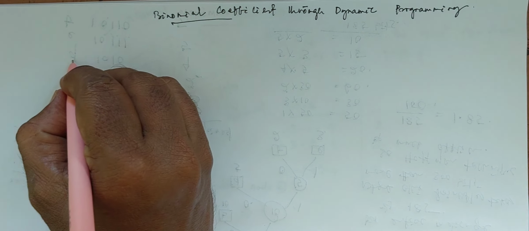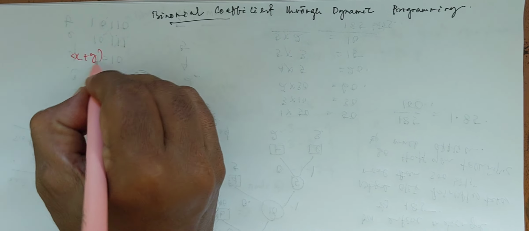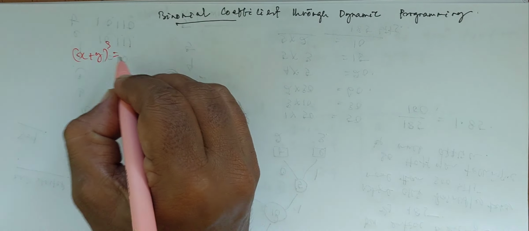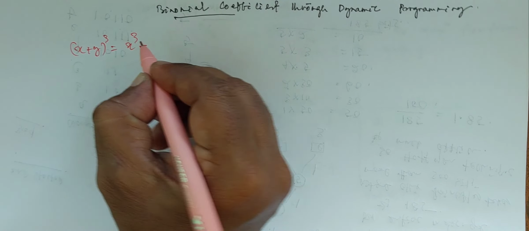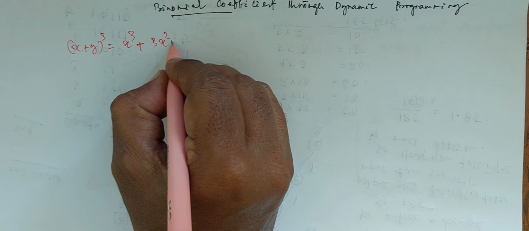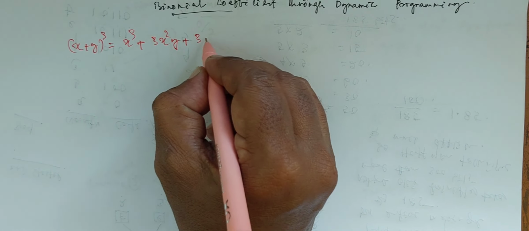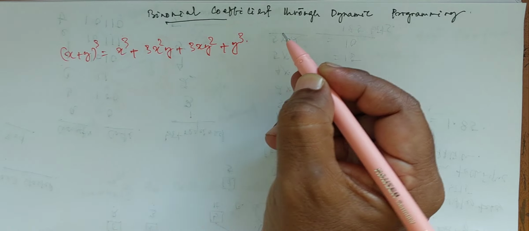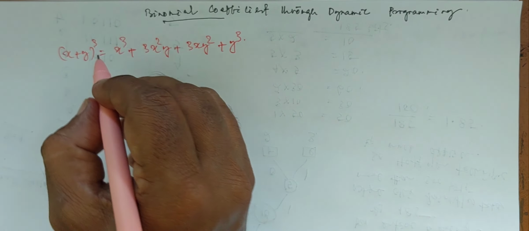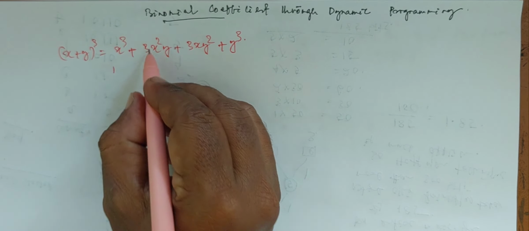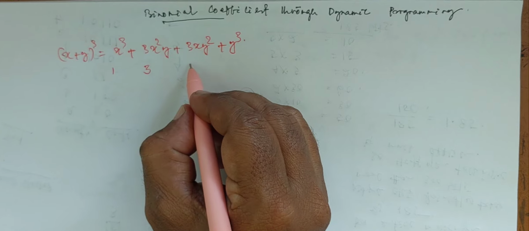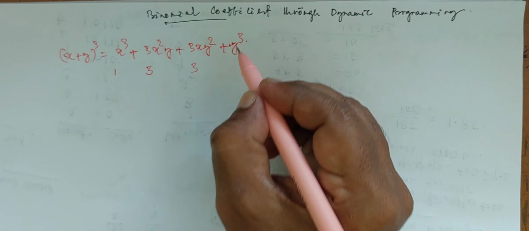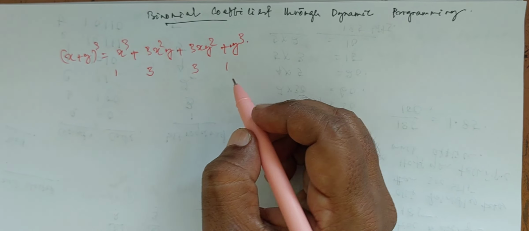As we have known, (x plus y) the whole cube is equal to x cube plus 3x square y plus 3xy square plus y cube. Here I am getting the coefficient 1, here I am getting the coefficient 3, this one is 3 and this one is 1. So how is it happening?